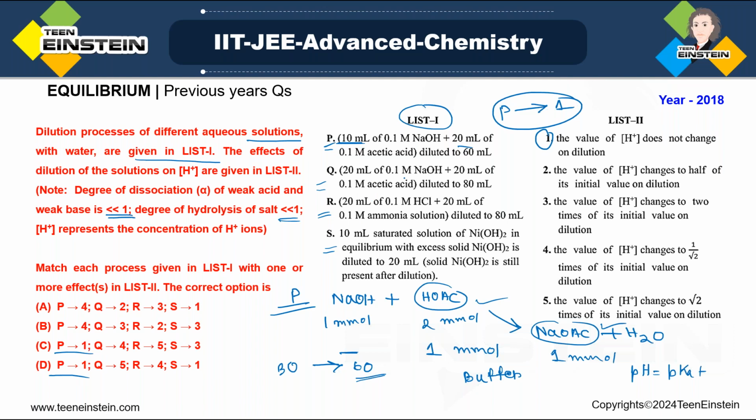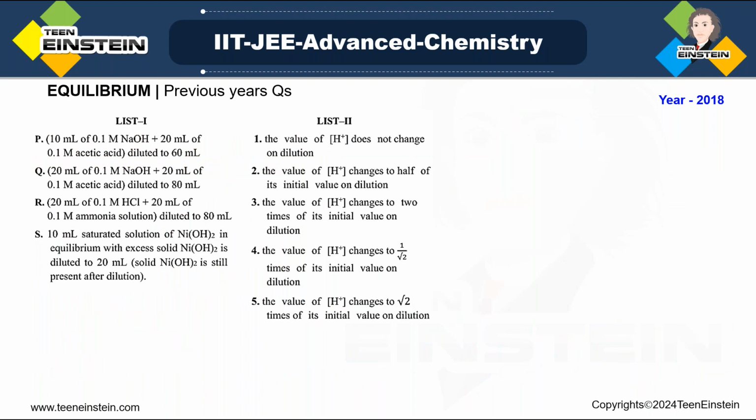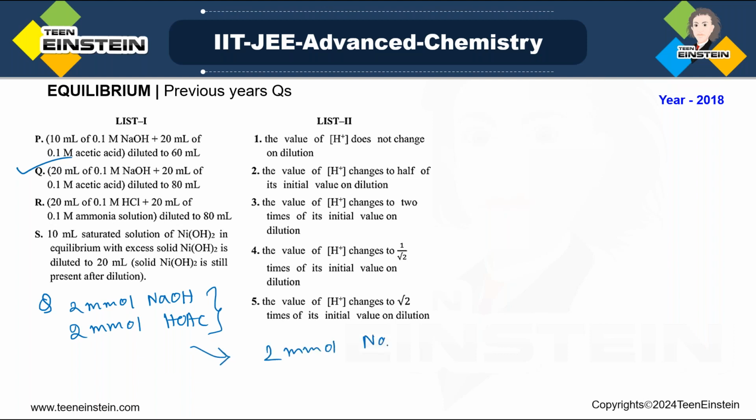Now for the second one, 20 ml 0.1 molar NaOH and 20 ml 0.1 molar acetic acid. Again NaOH and acetic acid, but the amount is different. So this is actually the answer, but I will solve it in the next slide because on this slide we do not have space. Now we will do it for Q. Here we have 2 millimole NaOH and 2 millimole HOAc. So the full reaction will occur and you will get 2 millimole of NaOAc.